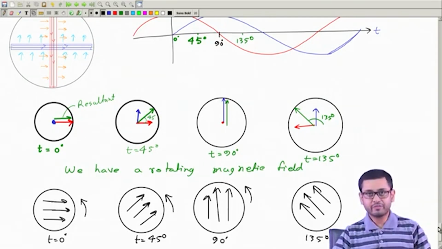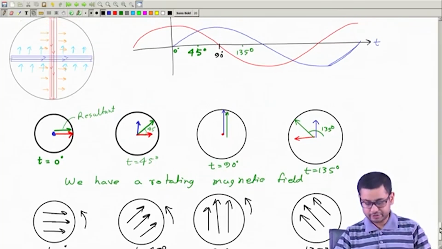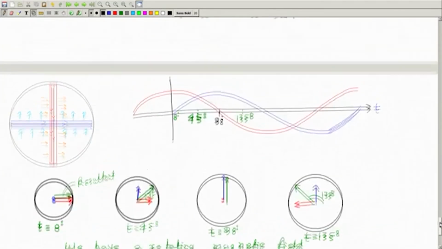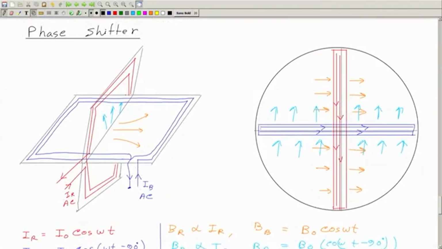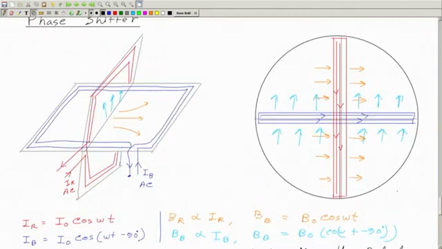Now, we have created a rotating magnetic field with two coils like this, which are carrying currents 90 degrees out of phase, and they are placed in two perpendicular planes. They are spatially also displaced by 90 degrees. Now let me take a third coil.